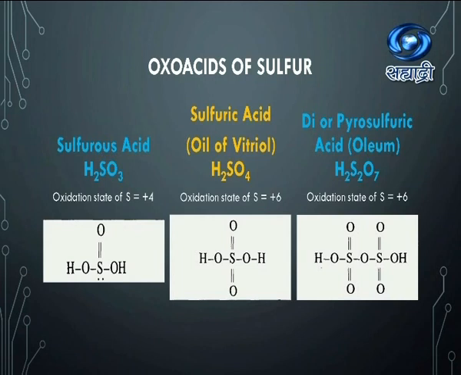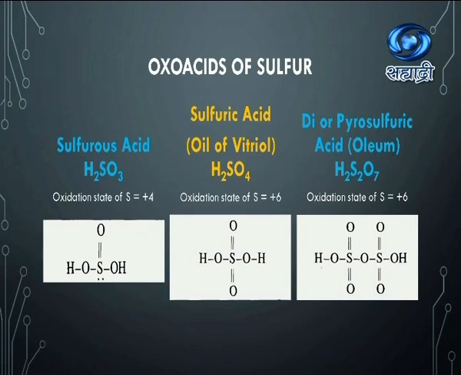Then the second one is sulfuric acid. All of us know this. Another name of sulfuric acid is oil of vitriol. Formula is H2SO4. Oxidation state of sulfur is +6. So the structure represents two bonds of sulfur with two hydroxyl groups, and then with the two oxygen atoms sulfur is doubly bonded. Then the next oxoacid is di or pyrosulfuric acid, which is also called oleum.